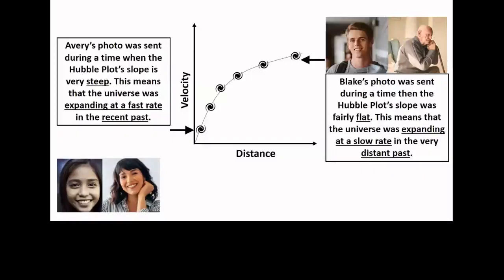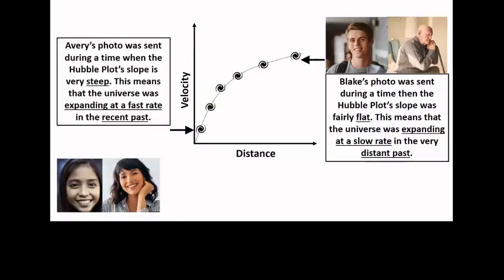Paying attention to the steepness or the slope of the graph instead of simply the distances, which is what we were looking at in our previous example, we can see that the slope of our Hubble plot is steep at short distances. So that means that Avery's photo was sent during a time when the Hubble plot's slope was very steep. We know that we can correlate steepness to expansion rates. So that means that the universe was expanding at a fast rate at that point in time.